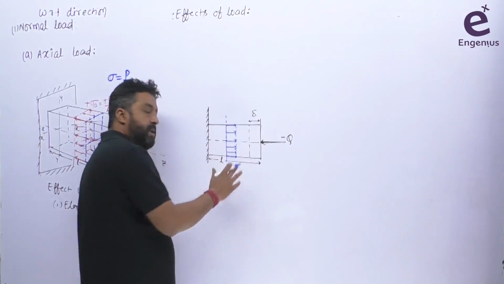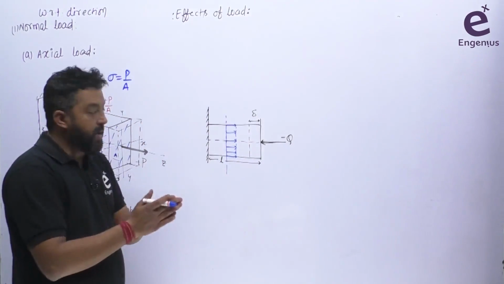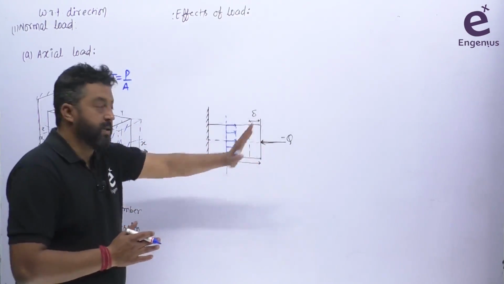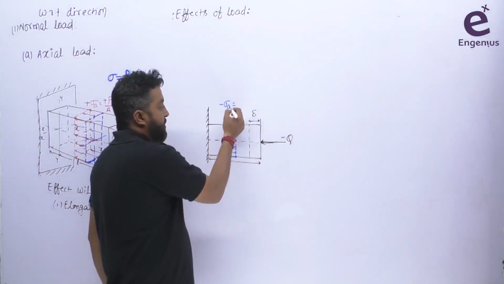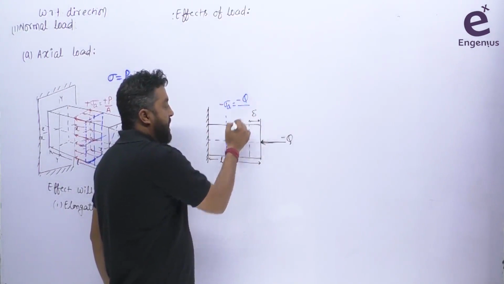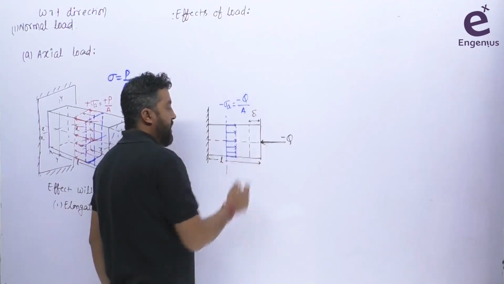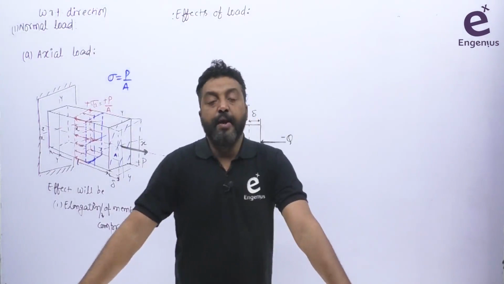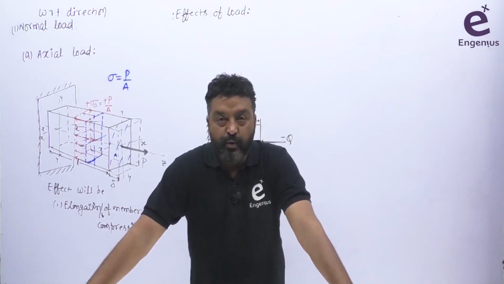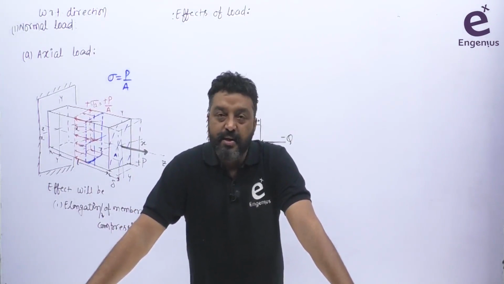Okay, in this cross section the stresses are uniformly distributed, trying to resist this compression. In this case the nature of the axial stress will be negative, as the loading is negative here. A is the cross section of the member. So the information we collect here for the effect of this axial load is simple.